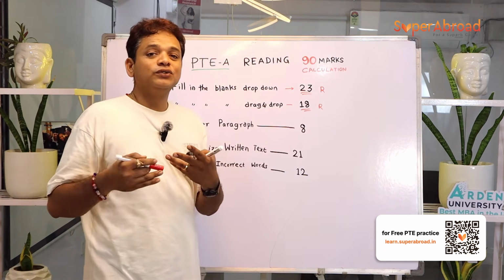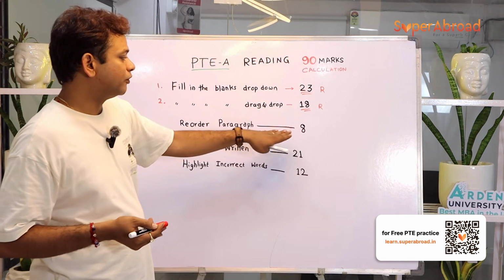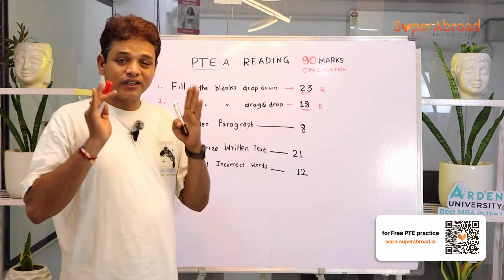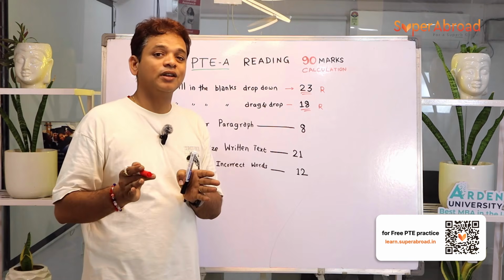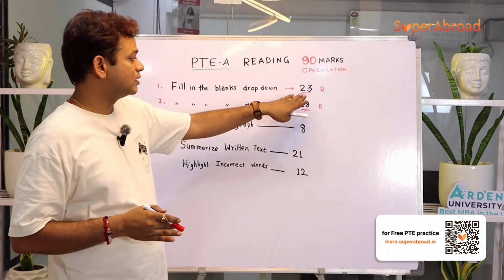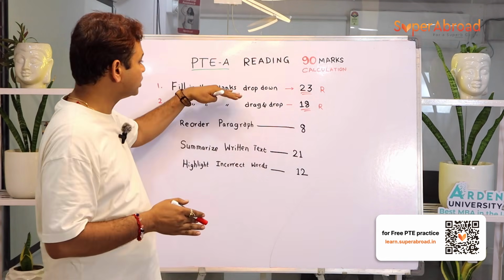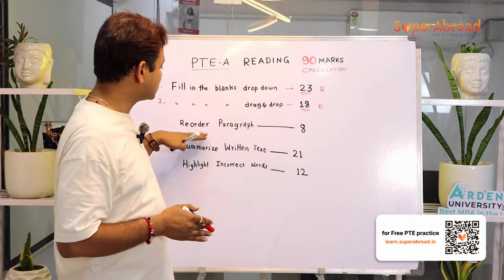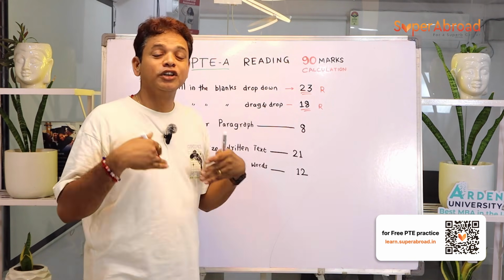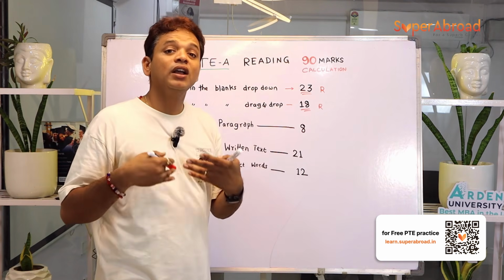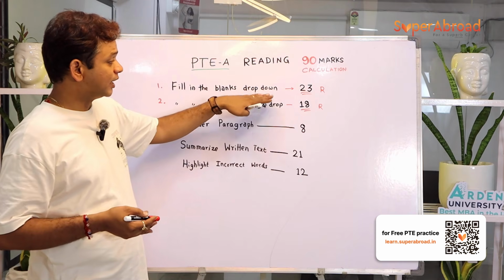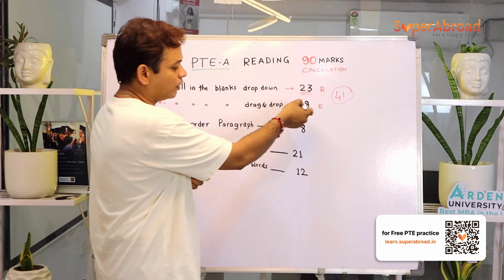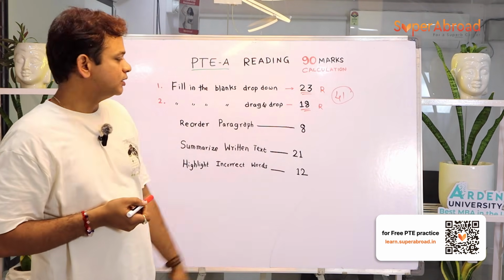I see a lot of students focusing so much on reorder paragraph, but if you look at the weightage of reorder paragraph, it's just 8 marks. So my sincere advice to all the students preparing for PTE exam is, when you get comfortable with both types of fill in the blanks questions in reading module, that is when you should start investing more time on reorder paragraph. Until that time, you should be excelling in these 2 because these 2 are giving you almost 41 marks against 90. 23 plus 18 is almost 41 marks.